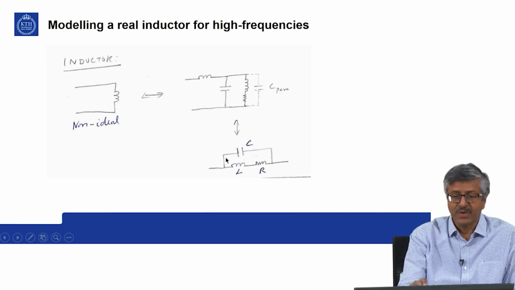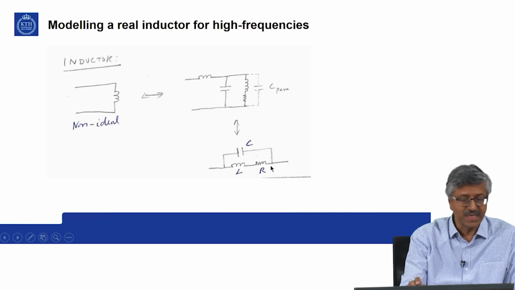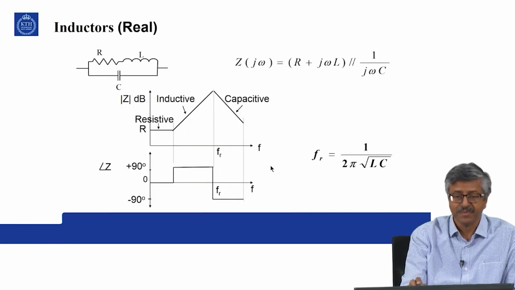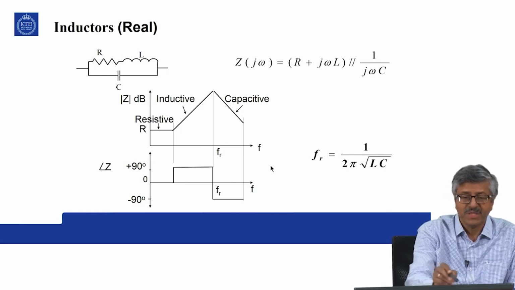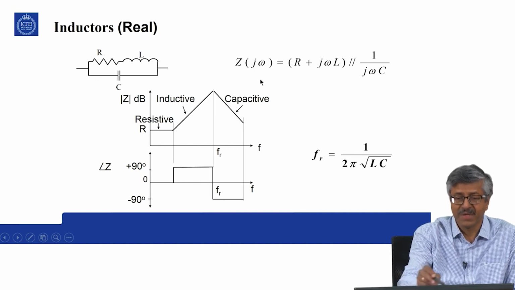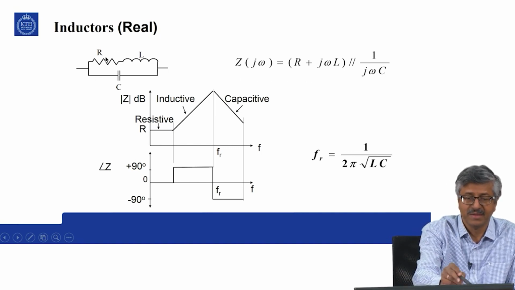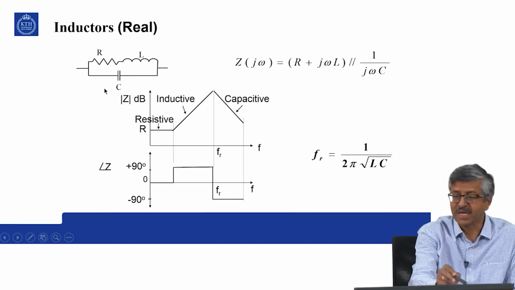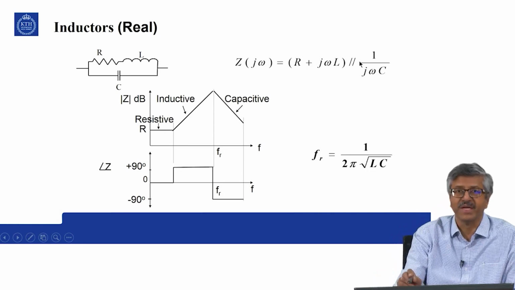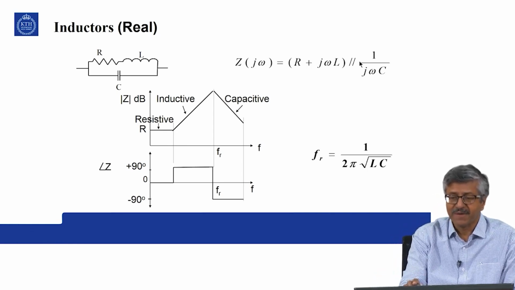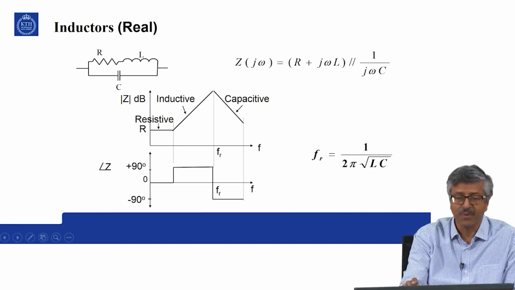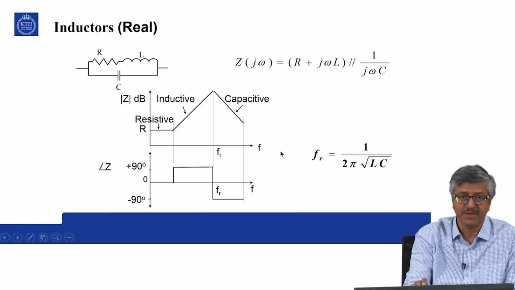Now, let us see how it will behave as the frequency is increased, in the form of a Bode plot. So, this is the real inductor. Impedance is R plus j omega L, this branch, in parallel with the capacitive branch, 1 by j omega C. So, you can write out the expression for the impedance. What we are mostly interested in is how the impedance varies with the frequency.